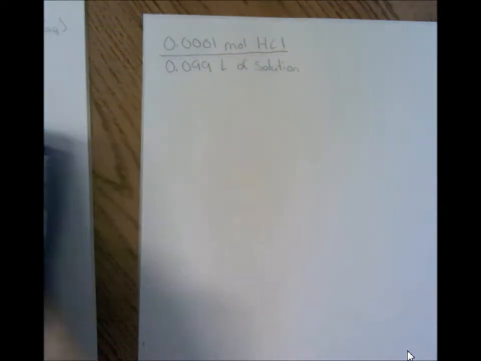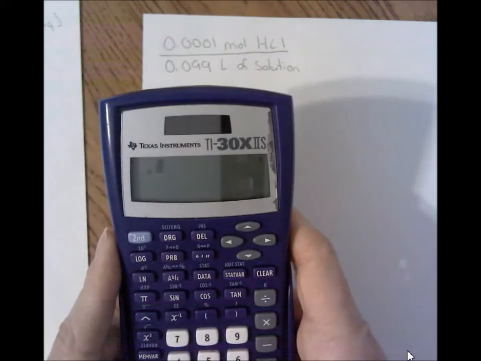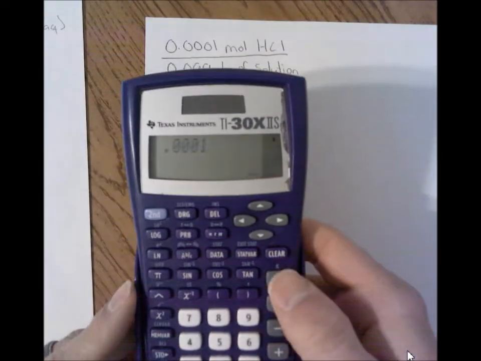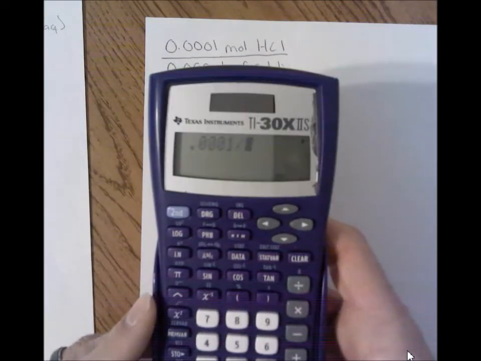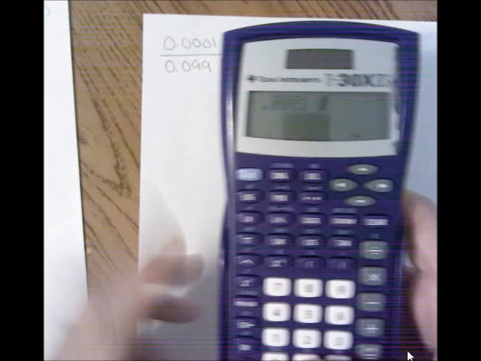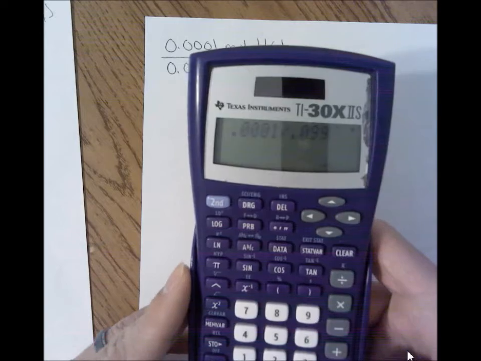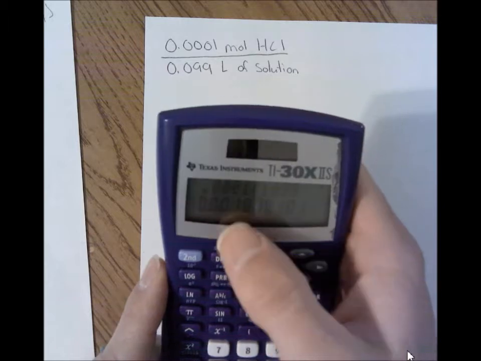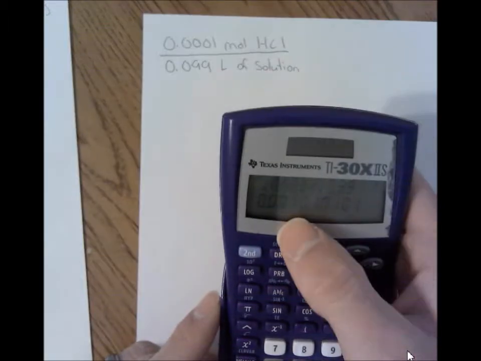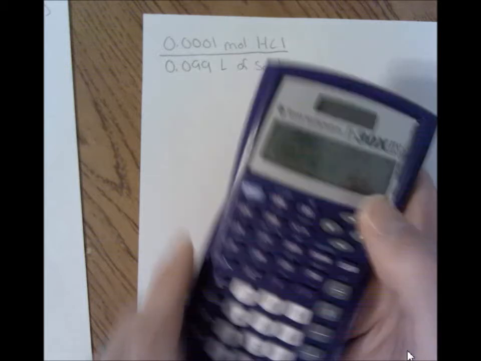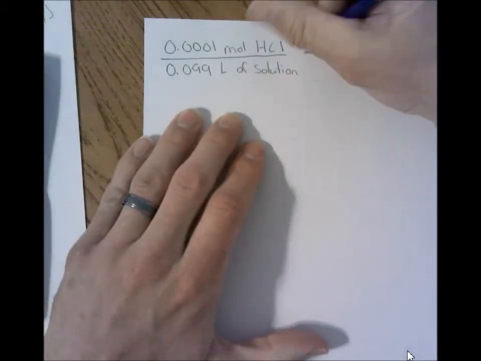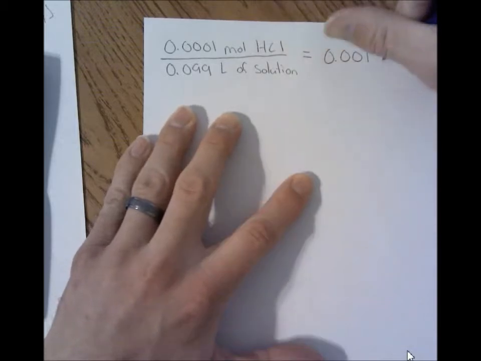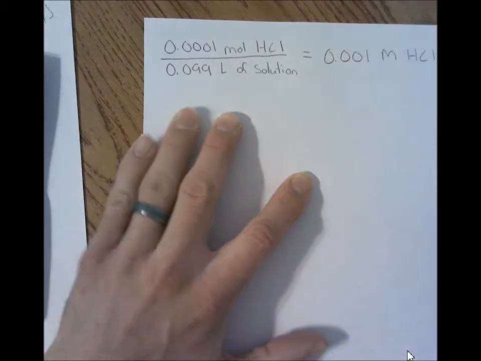So what I need to do is this. I need to take 0.0001 moles of HCl, and I need to divide it by my volume in liters, which is 0.099 liters, and I'm going to press enter. Now, on this, what I get is a molarity of 0.001. So that becomes our molarity of our HCl after we have added our strong base to our solution.